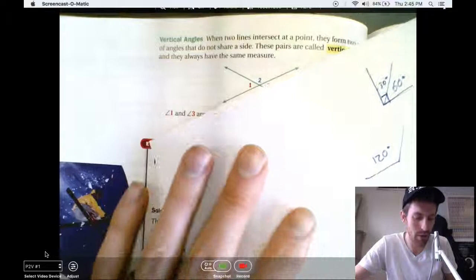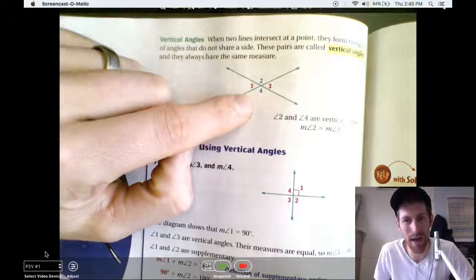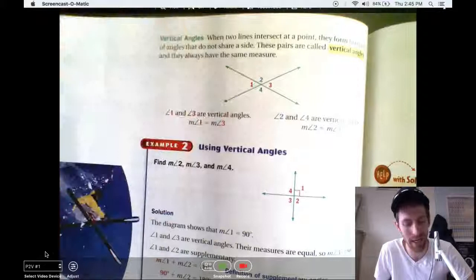You could also look at it this way. 1 and 2 are supplementary. 1 and 4 are supplementary. 4 and 3 are supplementary. These would all add up to 180. 2 plus 4, though, would that add up to 180? No. They're both obtuse. They're both greater than 90. Those wouldn't add up to 180, but they are the same as each other. So you've got to be careful with some of these problems.